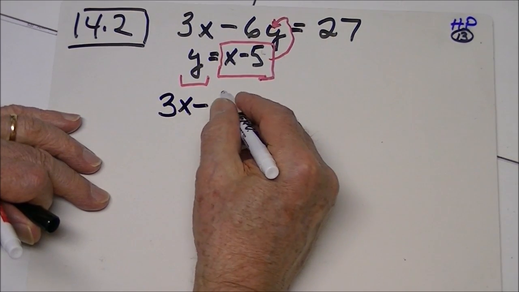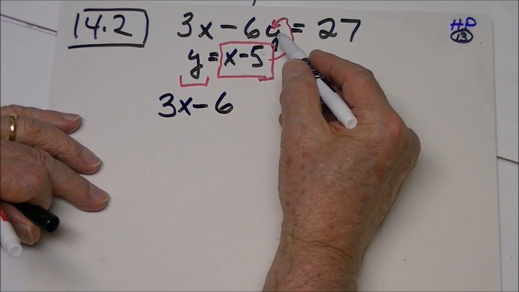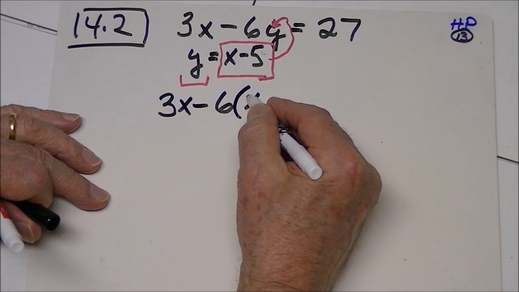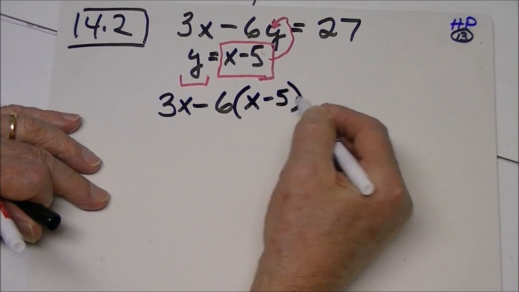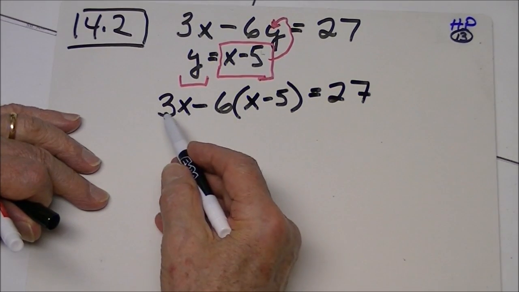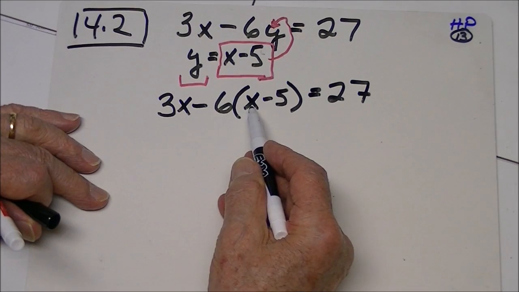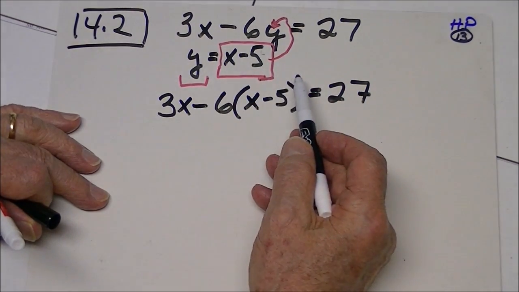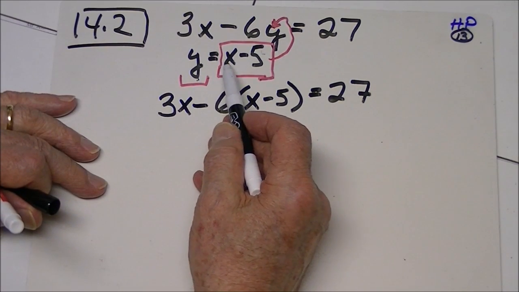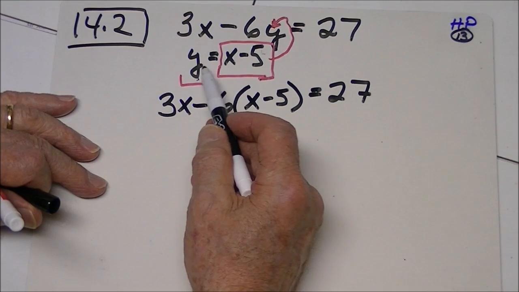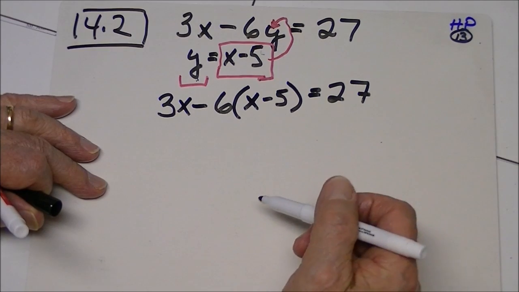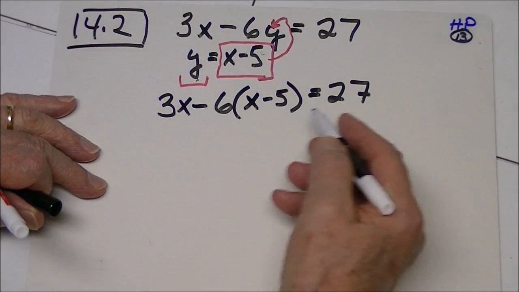3x minus 6. Now the y value we have in terms of x, we're going to put in a parenthesis. Now we have an equation with only one letter, x. Here we had equations with two letters. But by solving for one of the letters, this one was already solved, we then have a value of y in terms of x that we substitute in the other equation. And now we multiply through.